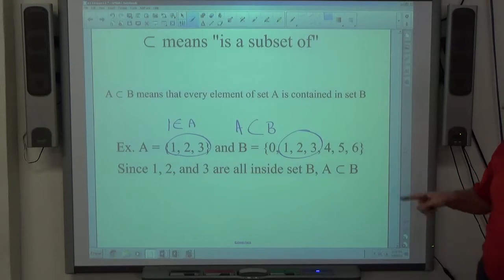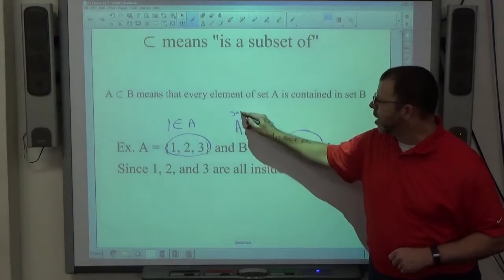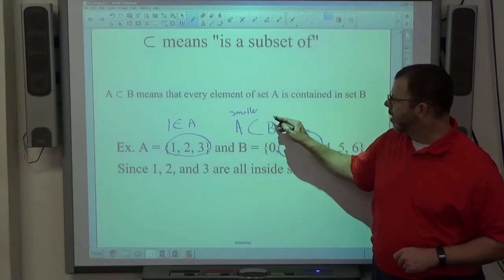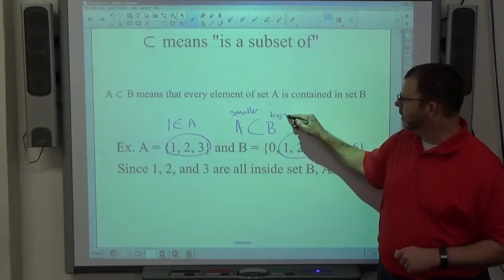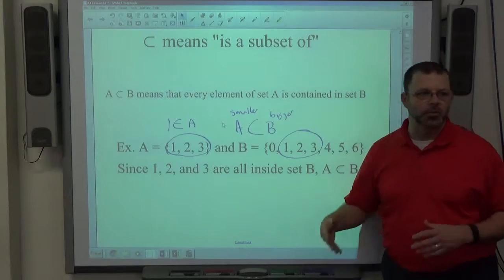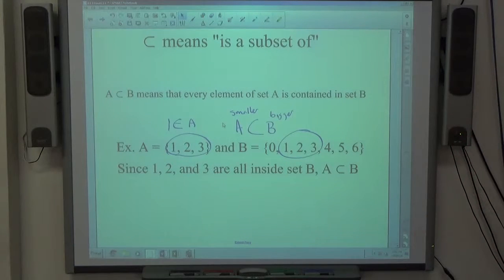So the one on the left is always the smaller one. The one on the right is always the bigger one. So when we're using the subset symbol, we should expect it to look like that.